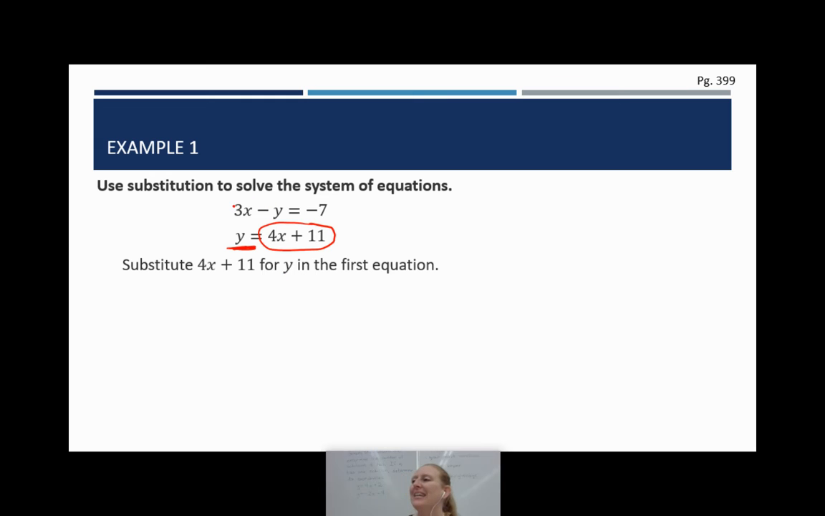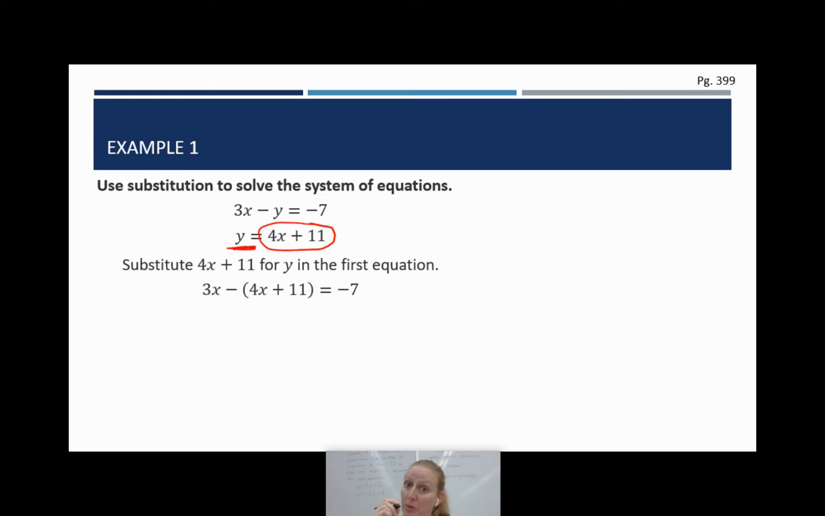So I can take this first equation and go to the other equation. I'm going to say, okay, 3x minus y equals negative 7, except instead of a y, I can substitute in 4x plus 11. So I have 3x minus, instead of y, (4x plus 11), and I use parentheses there, equals negative 7.